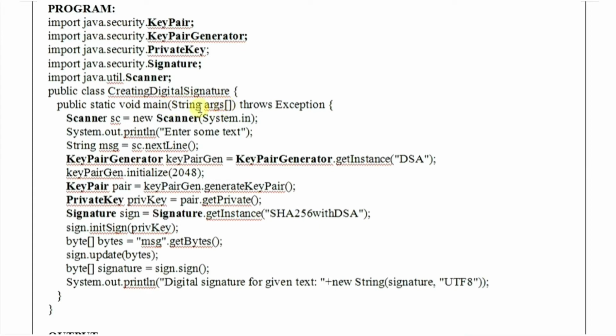String args is a command line argument. It is a collection of variables in a string format. Throws is a keyword in Java. The throws keyword is required only for checked exceptions. In a program, if there is a chance of raising an exception, then the compiler will warn about it. And it is compulsory to handle that checked exception.